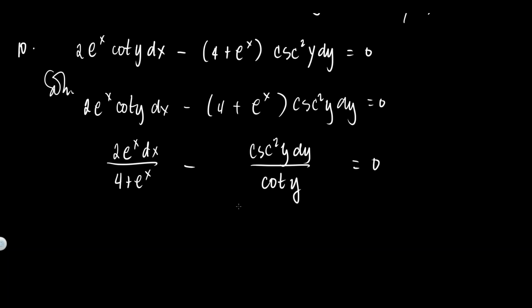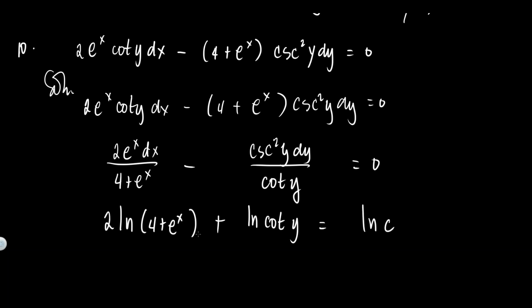Then, integrate. Okay? So, integrate. So, we have, ano to? So, 2 du over u pa rin, ano? So, u is 4 plus e to the x. du is e to the x dx. So, may 2 lang dito. So, 2 ln of 4 plus e to the x. Okay? Then, nagawa na natin ito kanina, no? So, minus minus. So, plus ln of cotangent of y equals c or ln c na lang din.